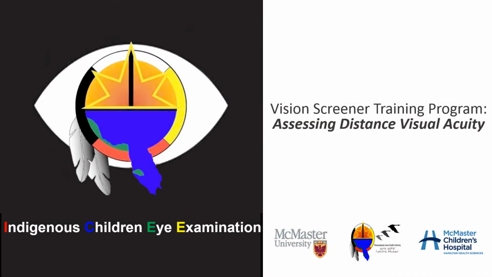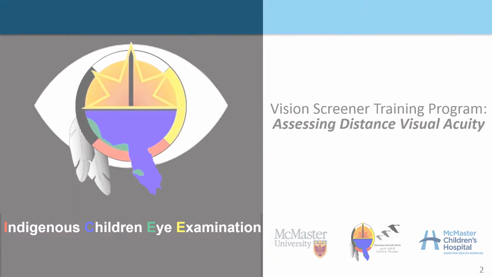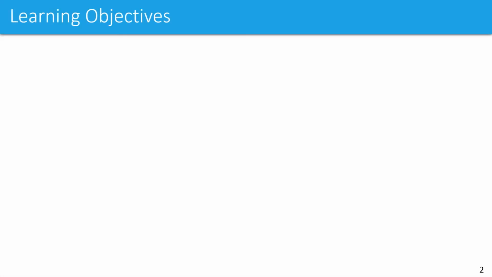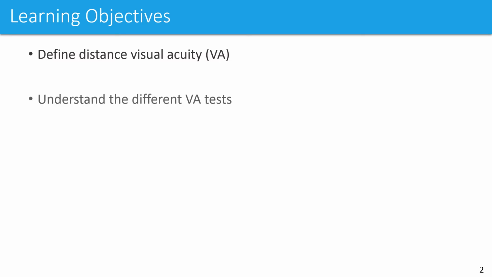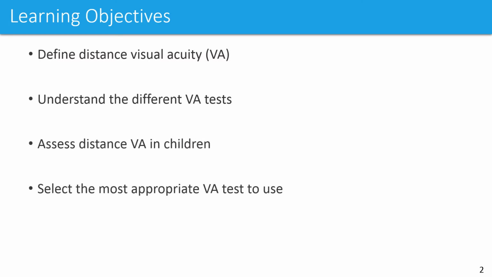In this module, we will be learning how to assess distance visual acuity. In this module, you will learn how to define distance visual acuity, how to understand the different visual acuity tests, how to assess distance visual acuity in children, how to choose the most appropriate visual acuity test to use, and how to record and interpret the results of a distance visual acuity test.